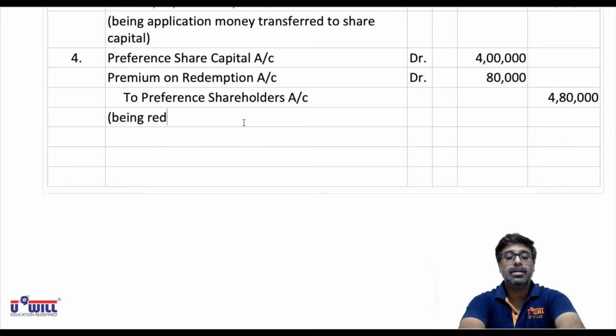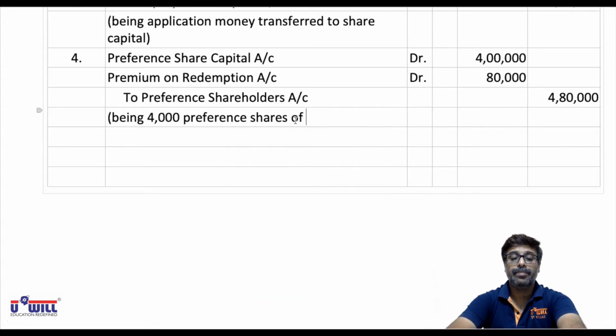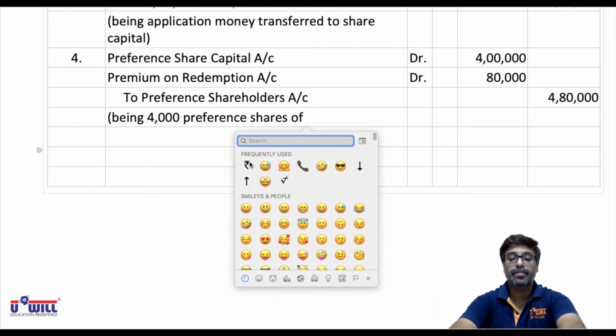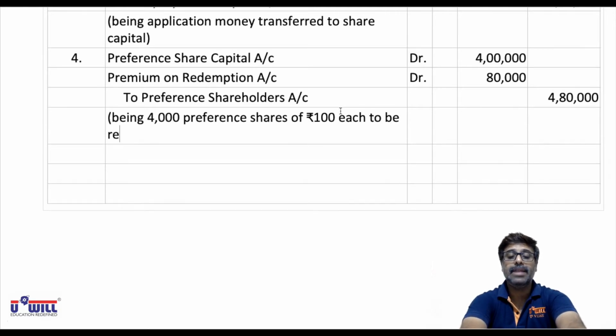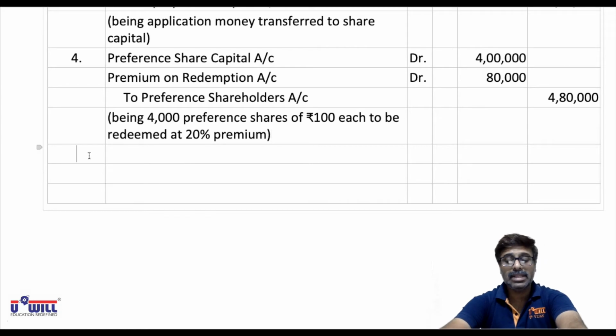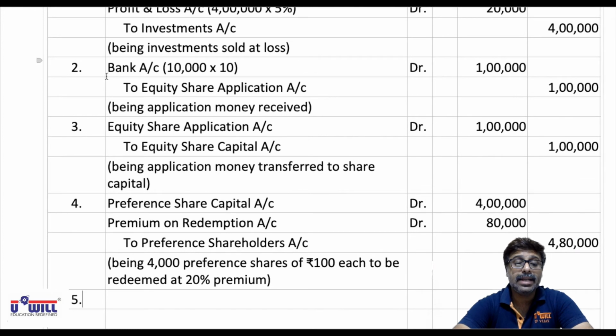Being 4,000 preference shares of rupees 100 each to be redeemed at 20% premium. Then this is the third entry in the notebook which I made you write, because the second entry includes two entries, second and third over here.